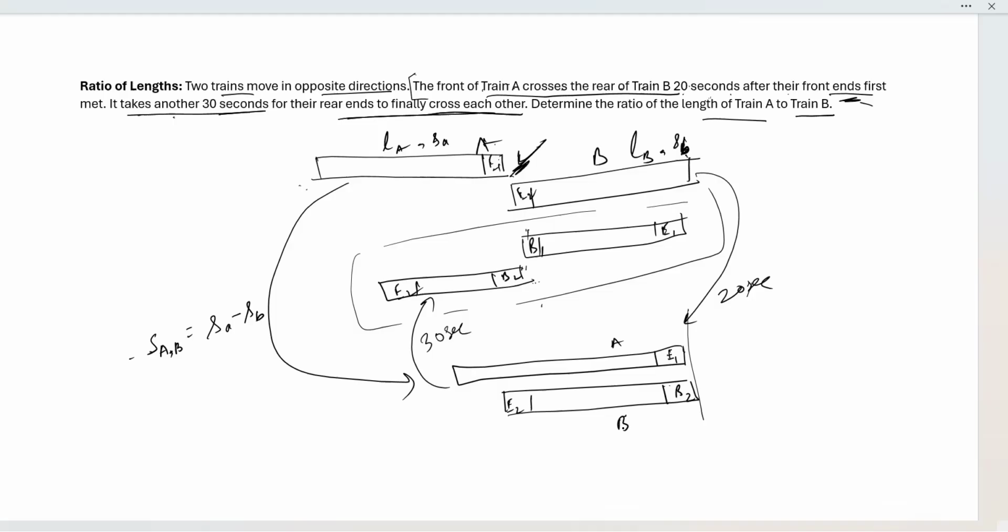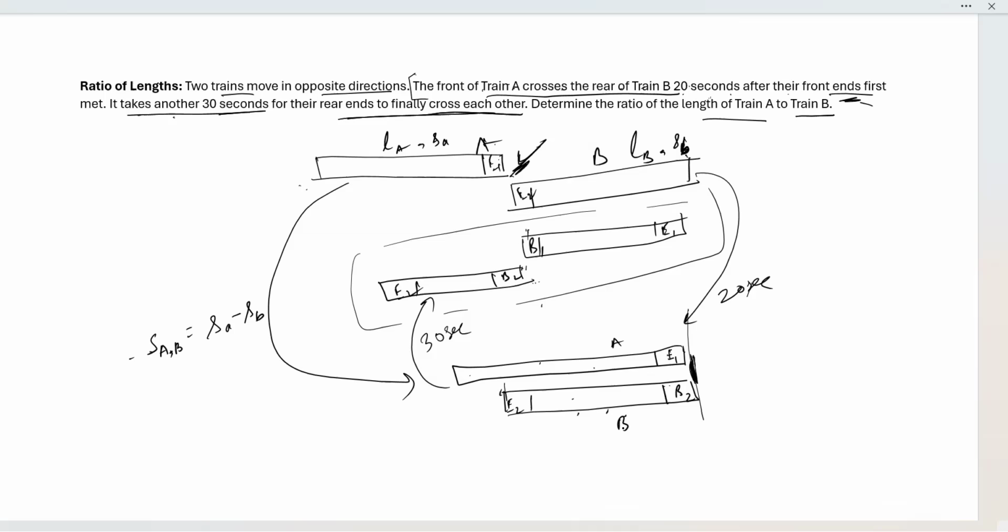ठीक है। इस सिचुएशन में क्या होगा, what will happen in this situation? Train, I will ask train B to stop and let train A do all the moving. So train B will behave like a stationary platform, which will be crossed by train A. तो अभी इस पोजीशन में आने के लिए ट्रेन ए ने कितना डिस्टेंस ट्रेवल किया है?